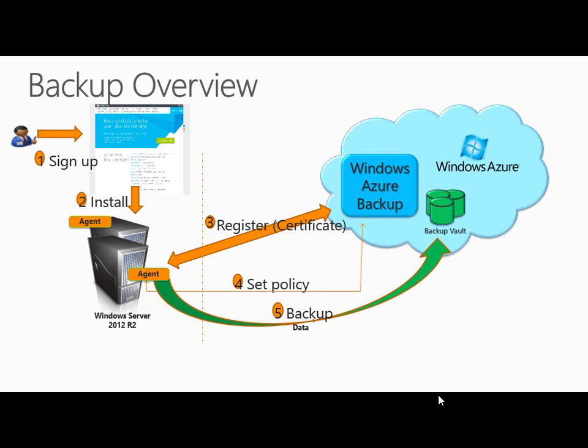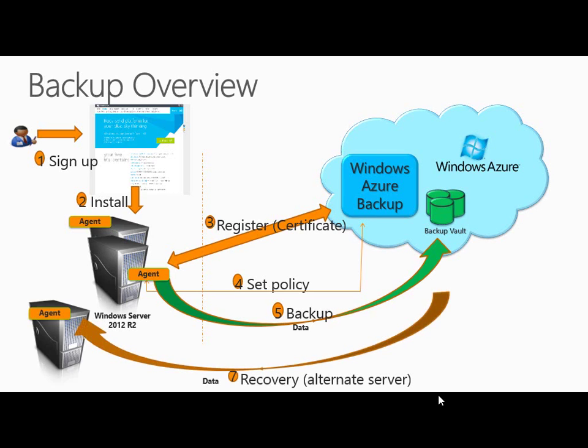Or what if that server is not available? Maybe that server did have a fatal crater. Well, what you could do is bring up another server, install the agent on that other physical box, and bring back that recovery down to an alternative server.